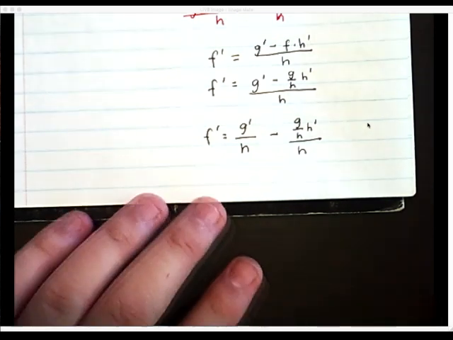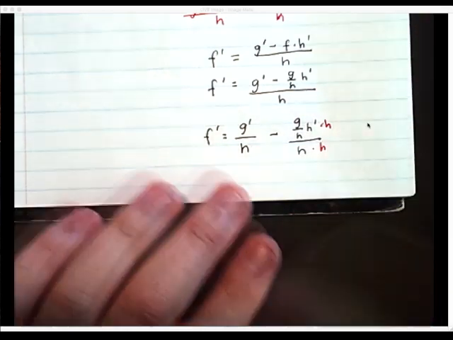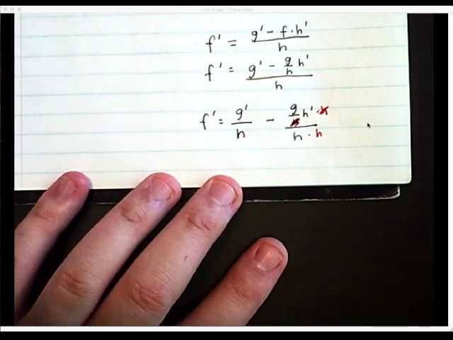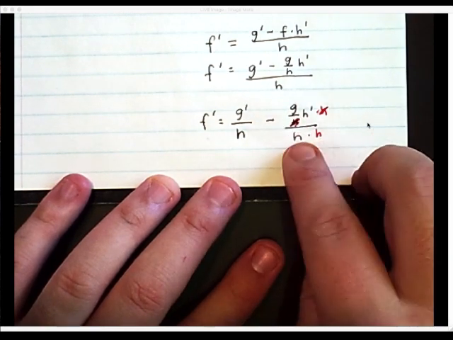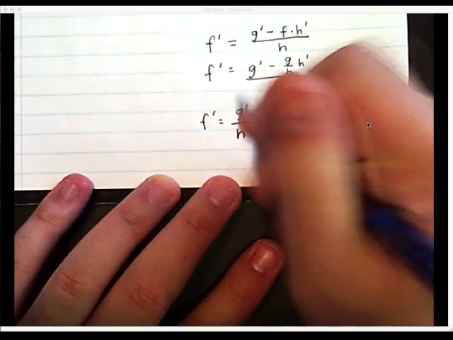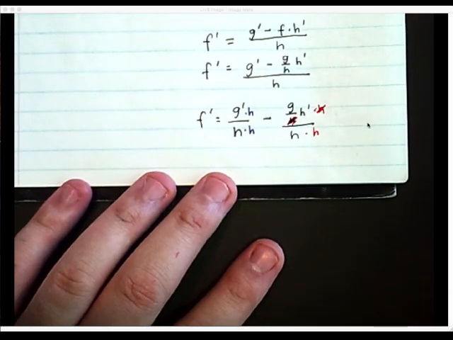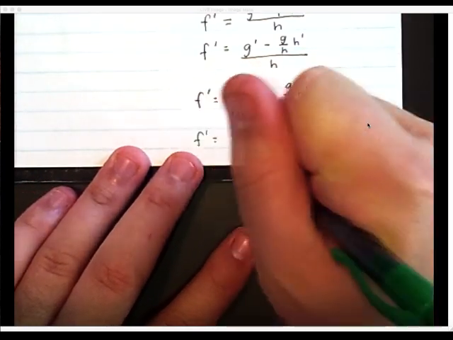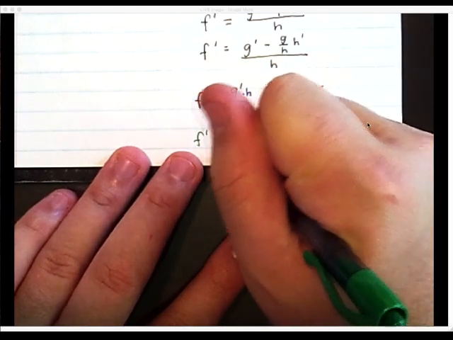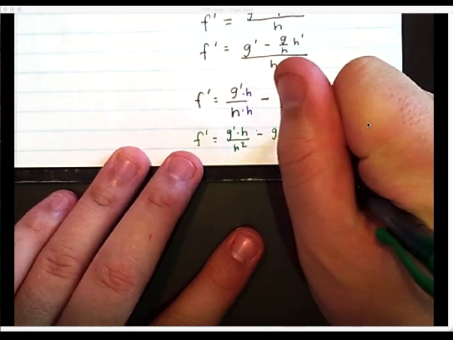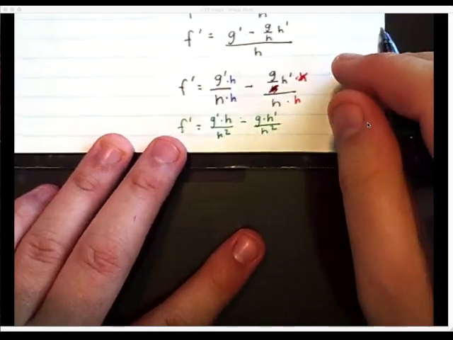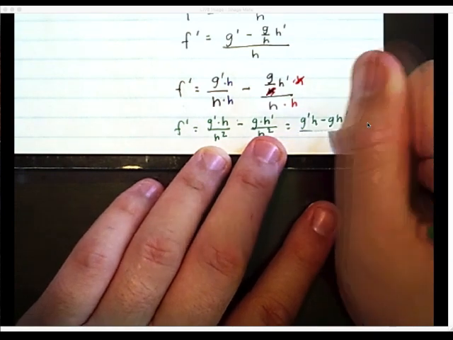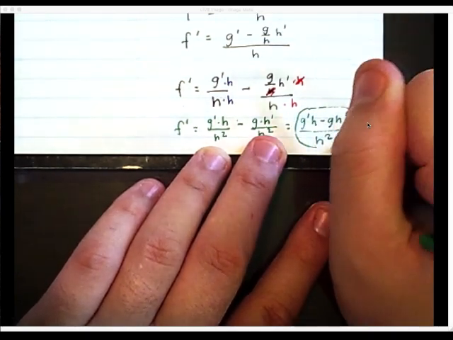Well, what can I do now to make this look a little bit nicer? If I multiply this term by a fancy form of 1, like h over h, this h cancels that h. But the problem now is that in this term I have h times h, I have h squared. So to compensate, to get a common denominator there, I have to multiply by an h and an h there. So when I do that, here's what I get now. I get that f prime equals g prime times h over h squared minus g times h prime over h squared. So that's a common denominator. So g prime h minus g h prime all over h squared, and this is the quotient rule.